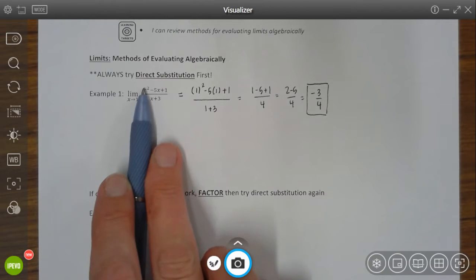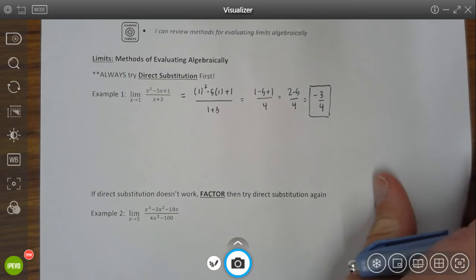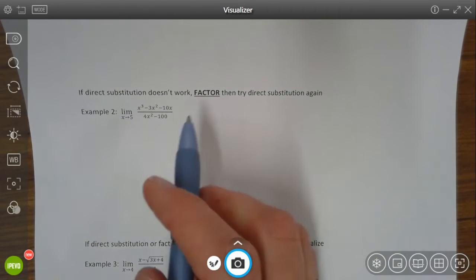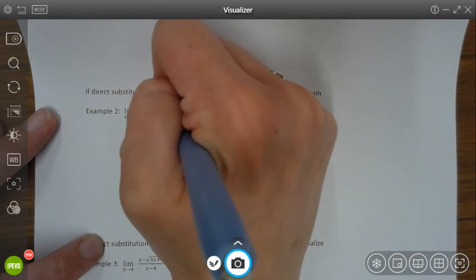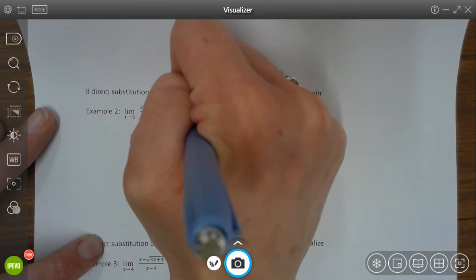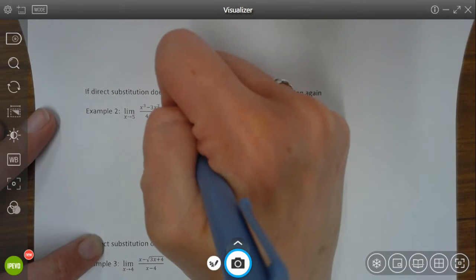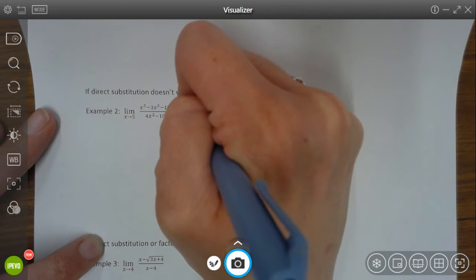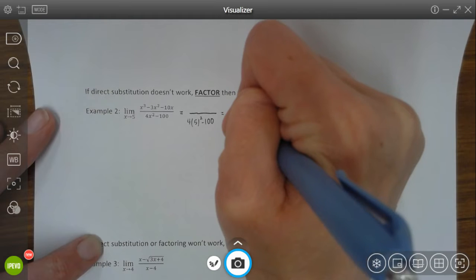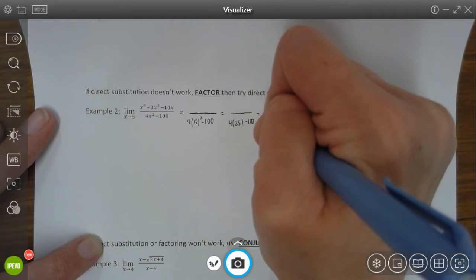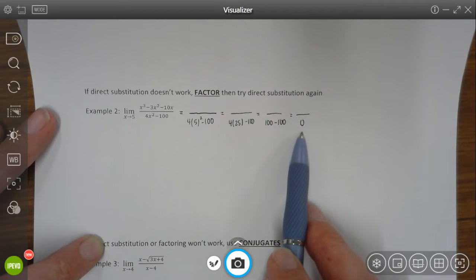There's going to be times where we can't just substitute in and it's going to work out to be something like this. We said that in that case, what we'd want to try to do is factor. So if direct substitution doesn't work, usually that's because something in the denominator makes it 0. So if I try to plug in 5 here into my denominator, 4 times 5 squared minus 100 would give me 4 times 25 minus 100, which would give me 100 minus 100, which we know is going to be 0. And that's a problem because we never want our denominator to be 0, because that's an undefined value.